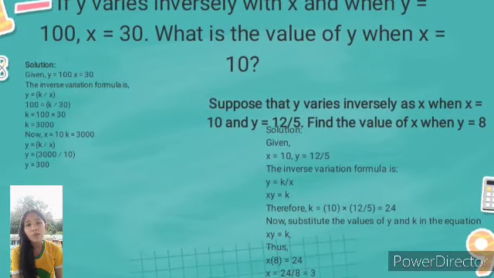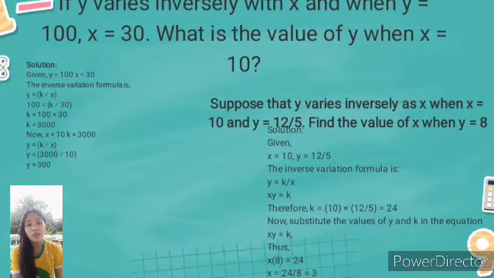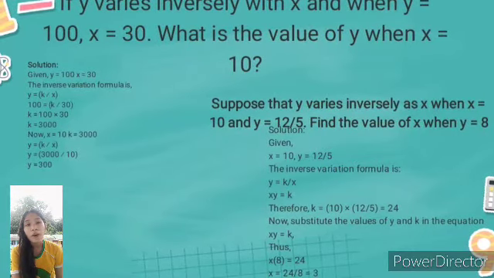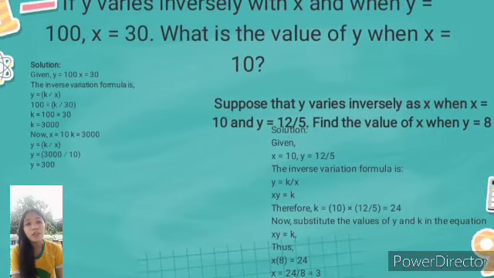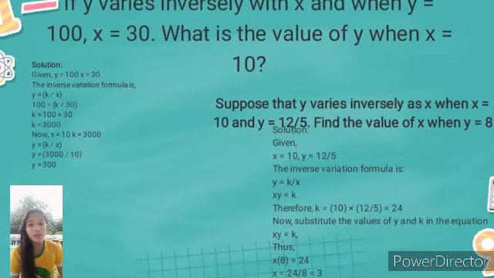Now, x is equal to 10 and k is equal to 3,000. So, y equals k over x. Substitution process: 3,000 over 10 is equal to 300.